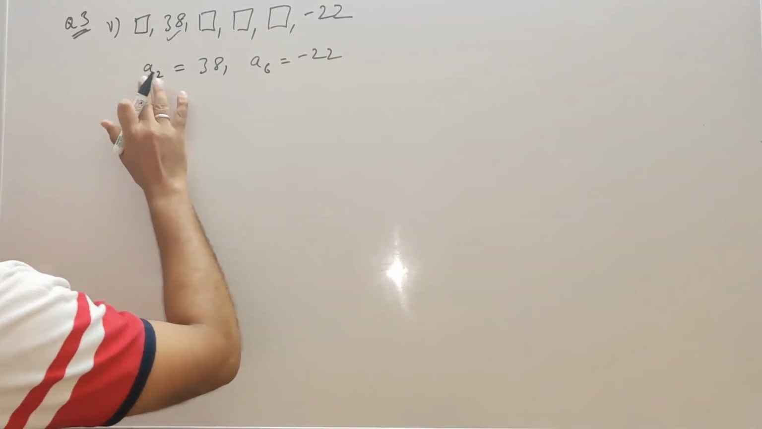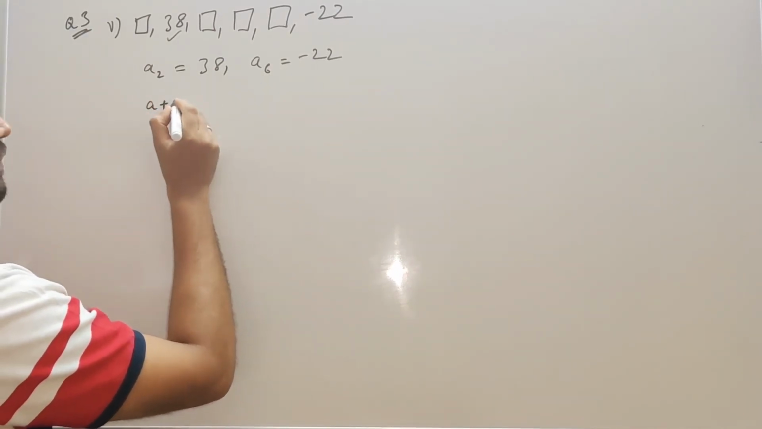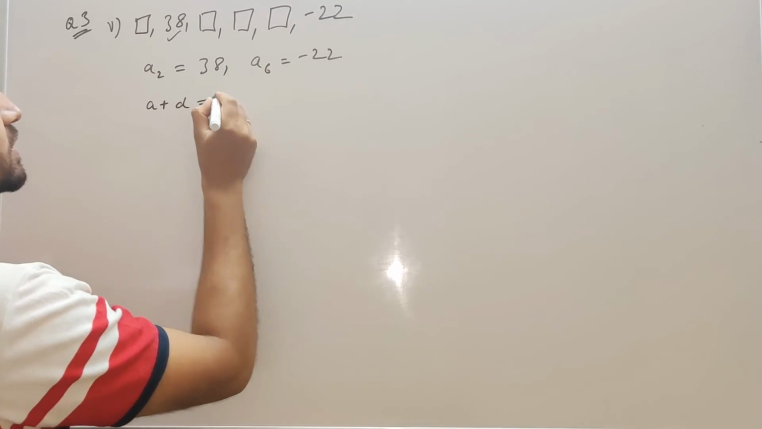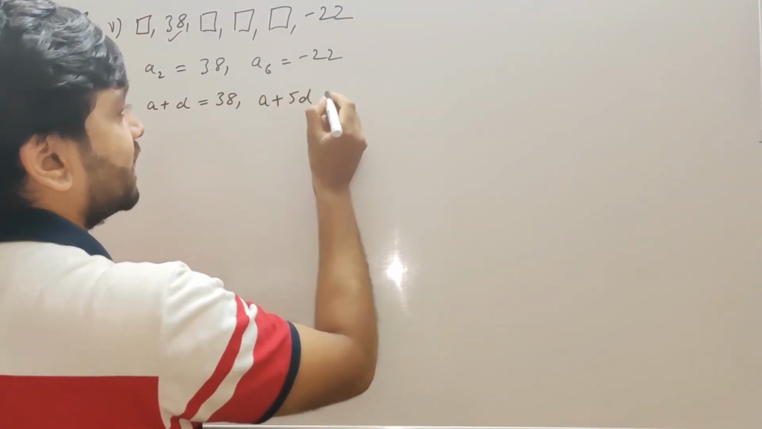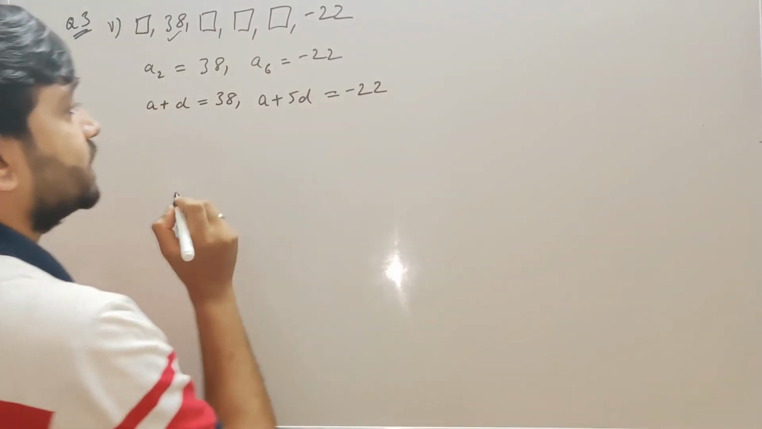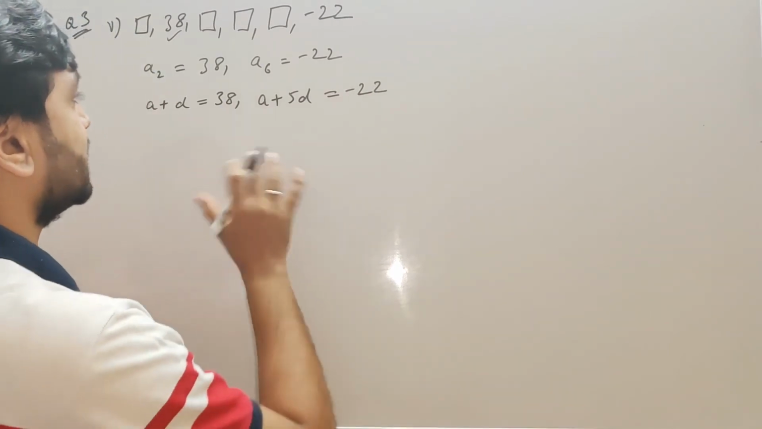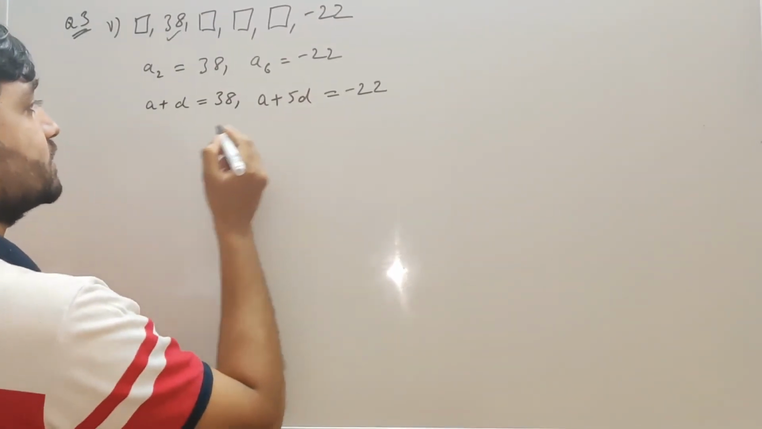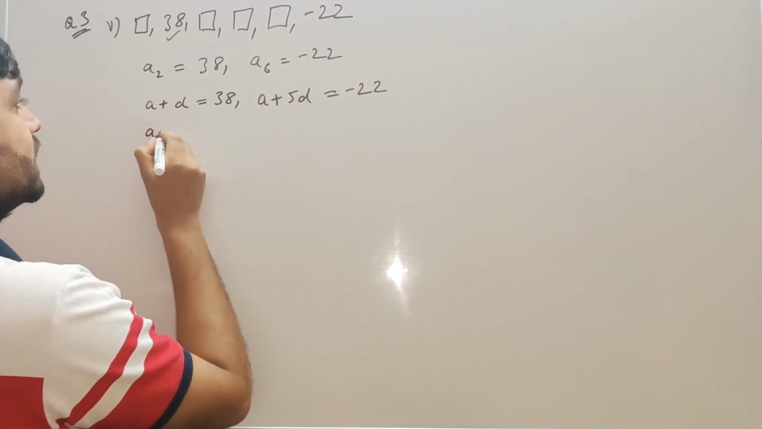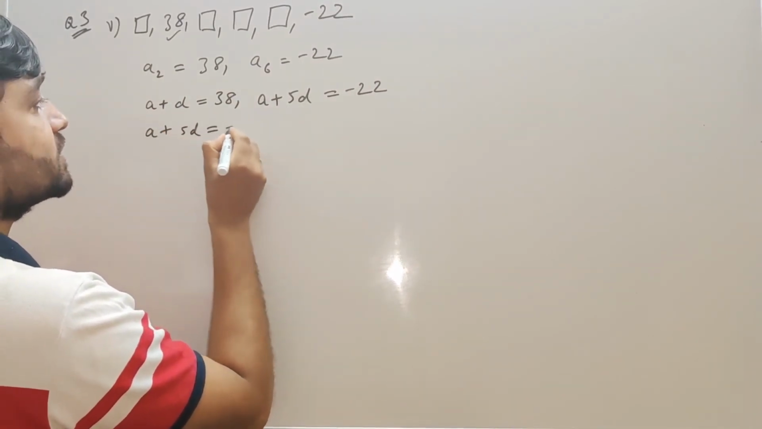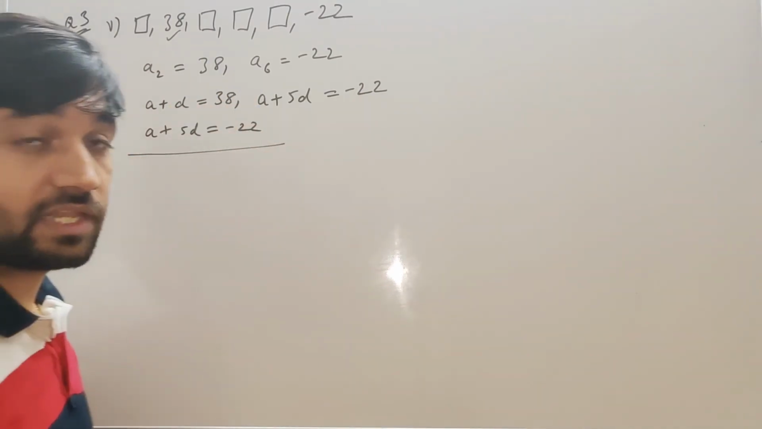Now we'll use it. A2 using A plus n minus 1 into D, you get A plus 2 minus 1, which is 1D. This is given as 38. A6 will similarly give you A plus 5D is minus 22. So we'll solve these 2 equations using substitution or elimination, any method. I'll use the elimination method. So I'll write this equation below this equation, A plus 5D is minus 22. Okay, so these are the 2 equations. I'll solve them by elimination.